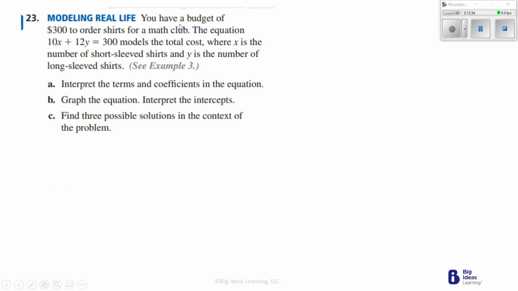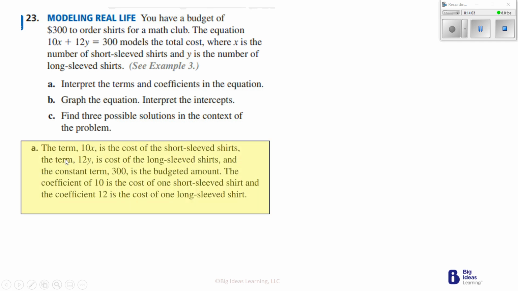I have 23 now. You have a budget, I'm sorry, $300 in order to order shirts for Math Club. The equation 10x plus 12y equals 300 models the total cost, where x is the number of short sleeve shirts and y is the number of long sleeve shirts. All right. Interpret the terms and coefficients of the equation. To interpret the terms of the equation, the term 10x is the cost of short sleeve shirts. The term 12y is the cost of long sleeve shirts. And the constant term 300 is the budget that's allowed.